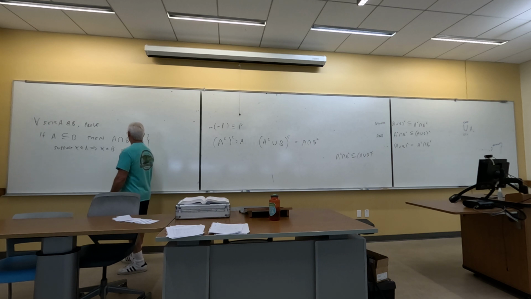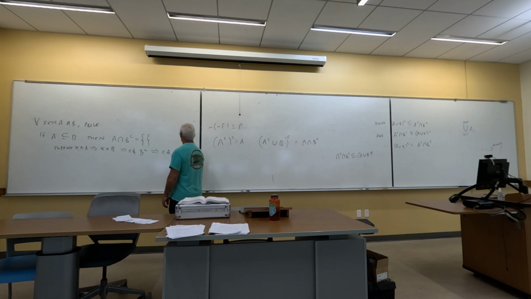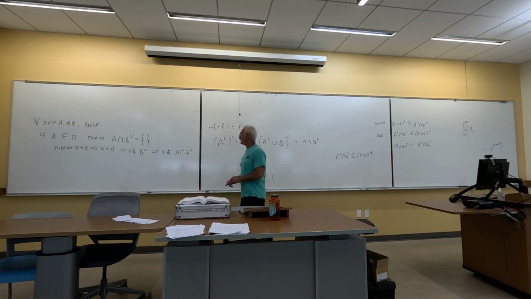But then this implies that X is not where? If X is in B, then X is not in B complement, which would imply that X is not in the intersection of A and B complement. Why? Because if it's not in B complement, then it cannot be in the intersection. It can be in the union, but it cannot be in the intersection. You with me so far? X is in A. For every X in A, X is not in this.